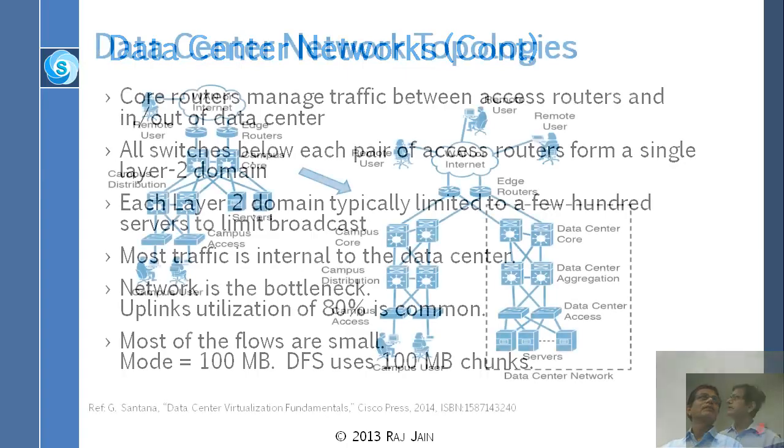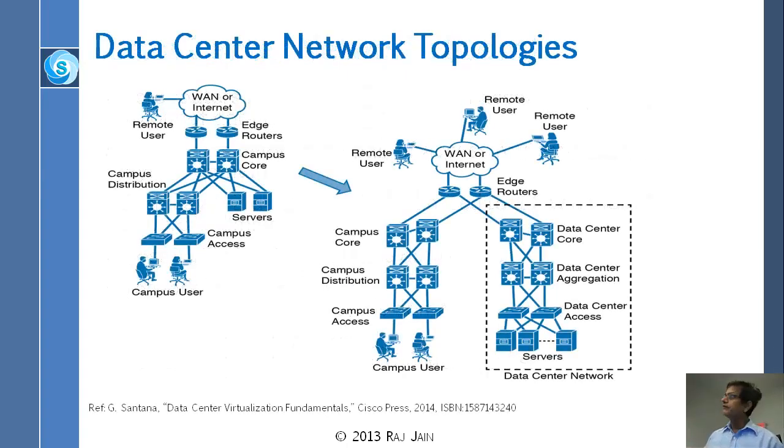The thing about the data center equipment, and we had talked about 3 tiers here: the access tier, the aggregation tier, and the core tier. The access is all layer 2. The aggregation is half layer 2 and half layer 3. Core is all layer 3. You see these symbols here.